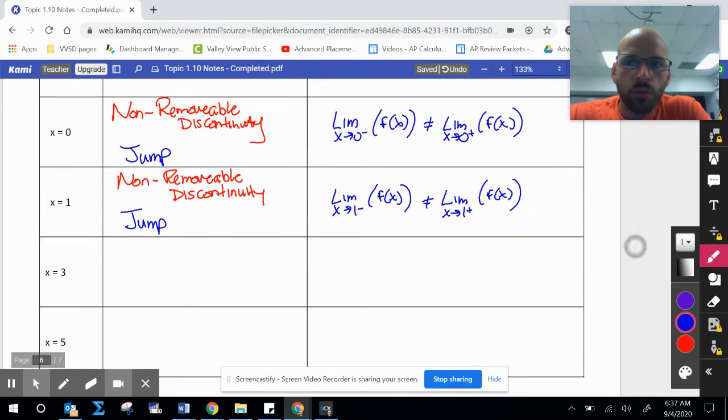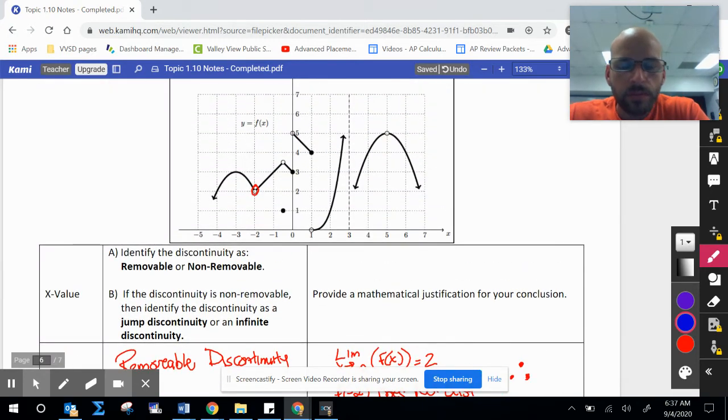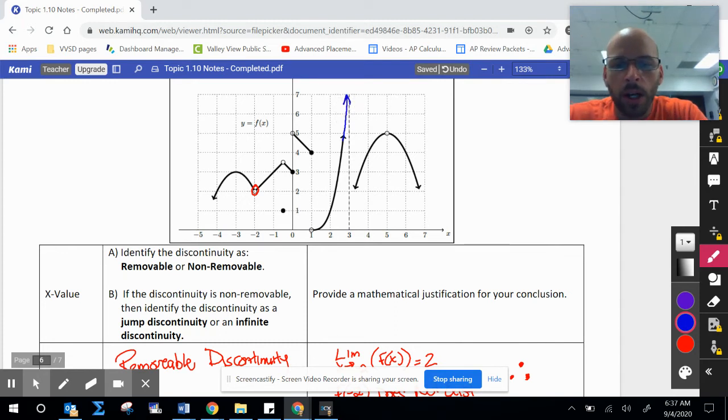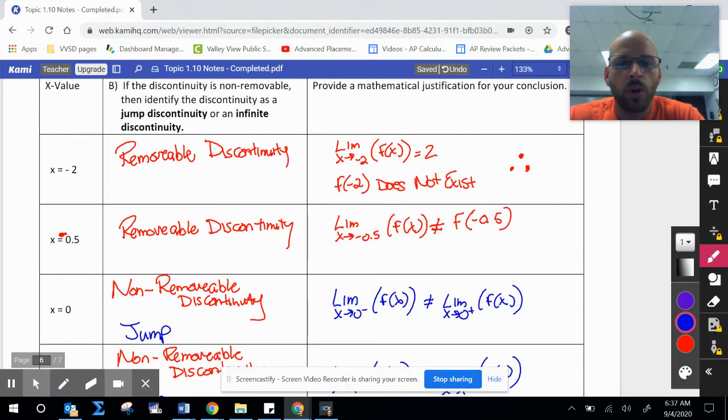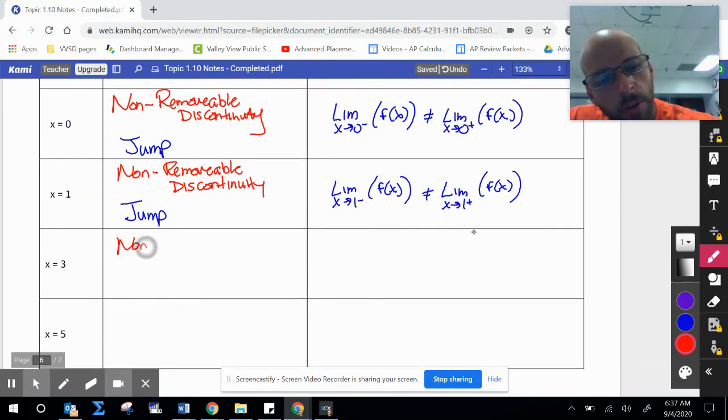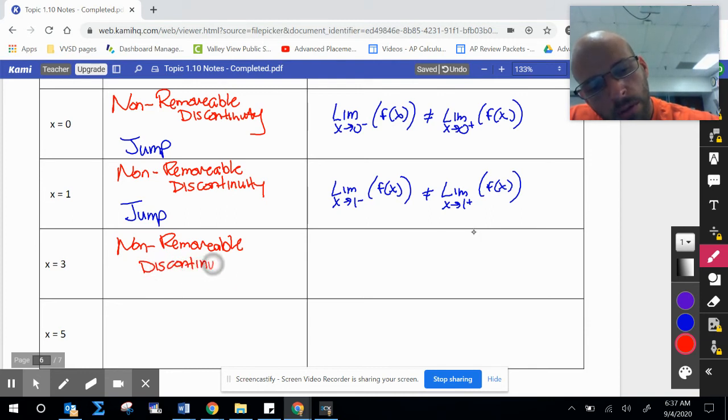Okay, so I think I have two more. At 3, if you look from the left here, this is going up, and it will keep going up. It won't cross that vertical line. That's what that dashed line is meant to represent. So I can say here we have another non-removable discontinuity, and this is infinite.